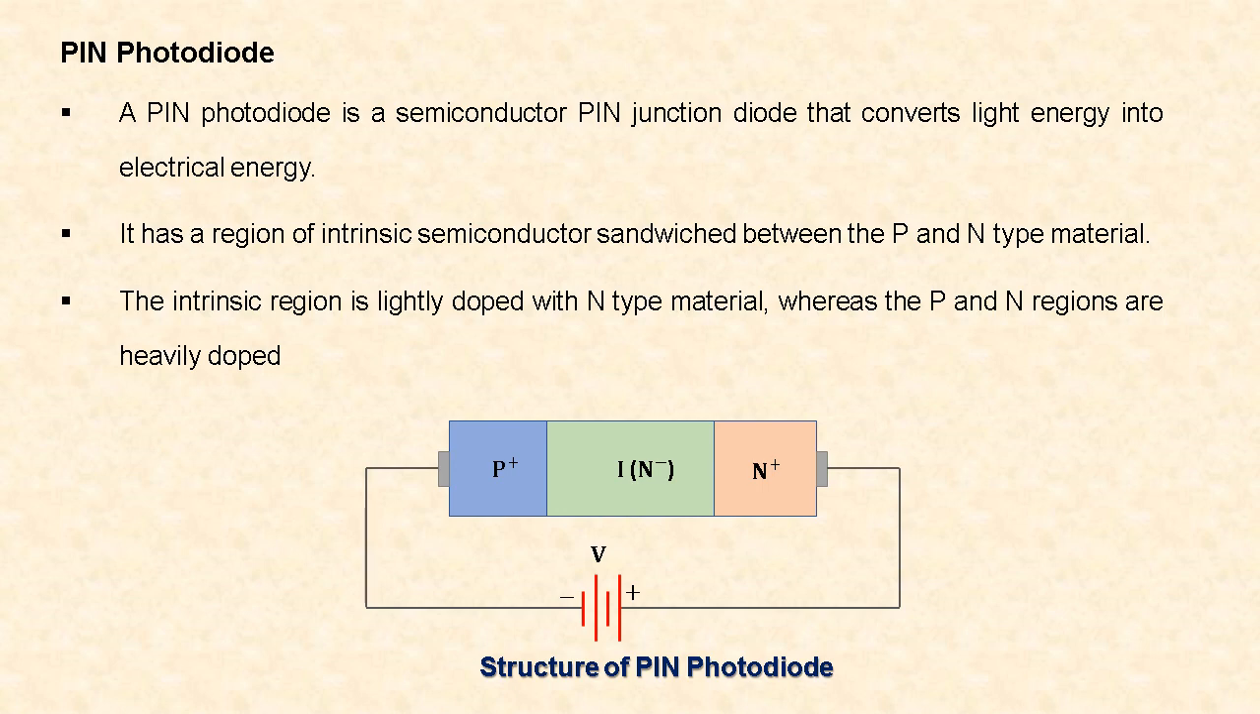You can see that it has three regions: P plus region, I region and N plus region, and it is reverse biased. That is, the negative terminal of the supply voltage is given to the anode and the positive terminal is given to the cathode. With a small reverse bias, it conducts a reverse leakage current in the dark. When exposed to light, the reverse leakage current increases multiple times.